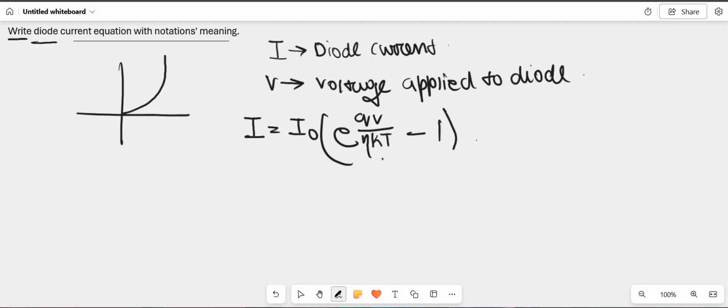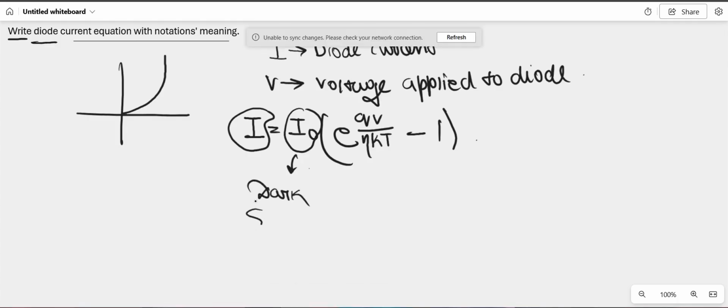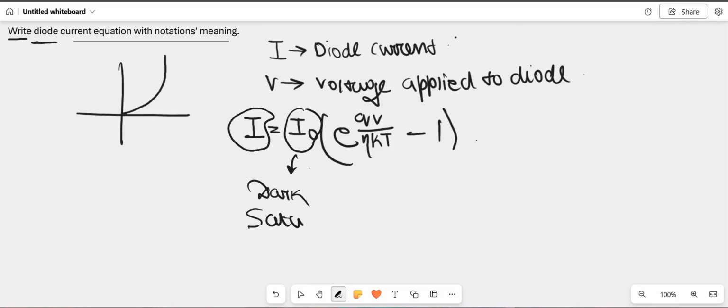This is the diode current equation, where I is the diode current flowing through the diode. I naught is the dark saturation current. What is the dark saturation current? I'm going to explain it later. First, I'm going to describe all the notation which we have used in this equation.